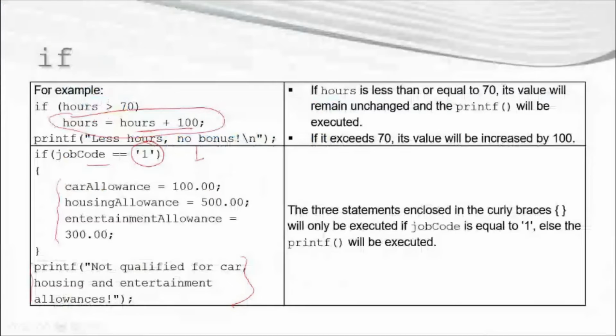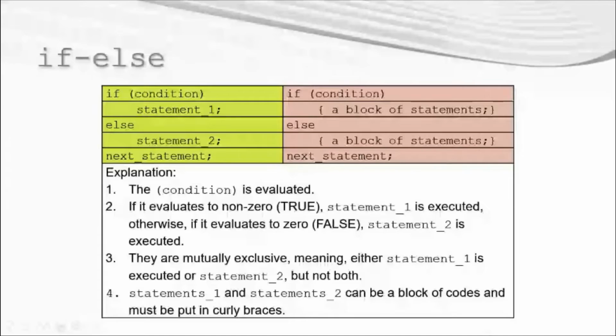So that's about the if. The next is the if else condition. In the case of if, we have only a specific set of statements. If the given condition is true, those statements will be executed. If it is false, those statements will not be executed. But in the case of if else statements, if the condition is true, this statement will be executed. And if it is false, that is else.